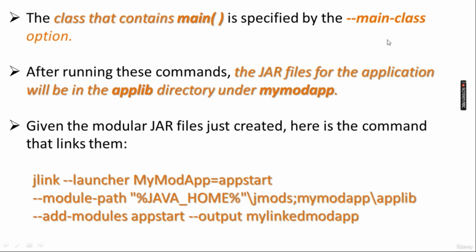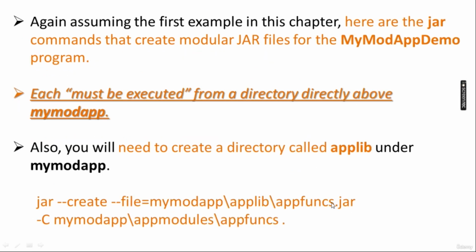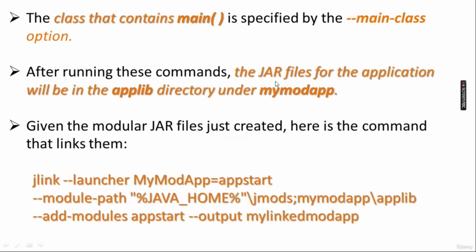The class that contains main is given by the main-class option. Then again, create appstart.jar; appfunctions.jar is already created. Now it will create appstart.jar. The main class is MyModAppDemo and the files to include are specified by MyModApp/appmodules/appstart. After running all these commands, the JAR files for the application will be in the applib directory under MyModApp. So the JAR files will be created after these commands, and they will be included in the applib directory under MyModApp that you have created.